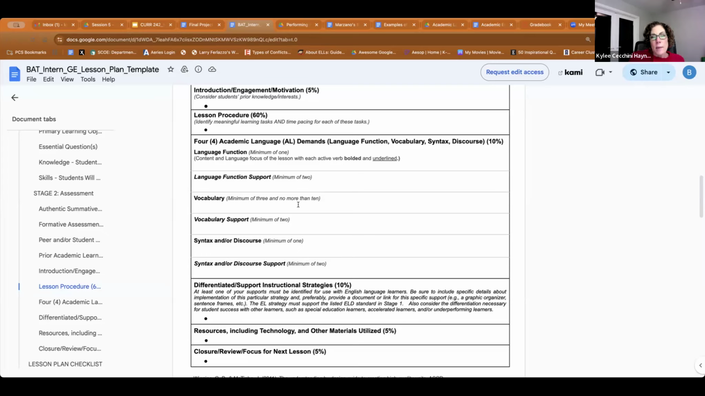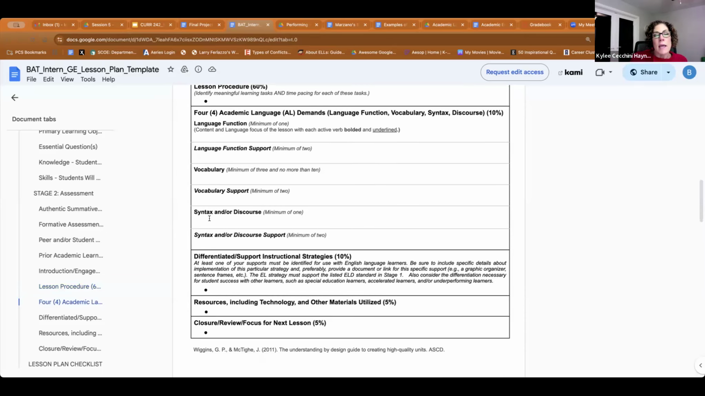You're going to identify vocabulary, no more than 10 words, no fewer than 3. What vocabulary support are you going to give? Minimum of 2. It might be having them do a Frayer model, and it might be having them do a vocabulary game. And then you're going to pick syntax or discourse.